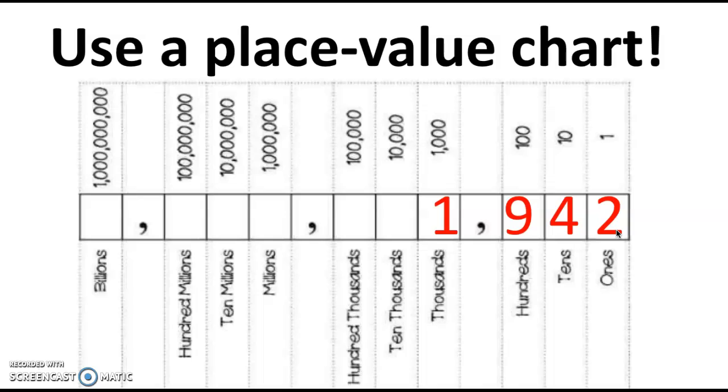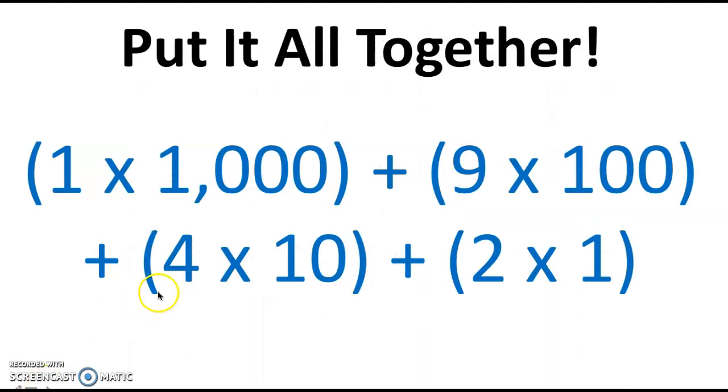My next step would be to write down each of these place values into the expression that I mentioned previously. Let's see what that looks like. I've got my 1 times 1,000 because this is in the thousands place. I've got my 9 times 100 because the 9 is in the hundreds place. I put my 4 times 10 because my 4 is in the tens place. And then I put my 2 times 1 because the 2 is in the ones place.